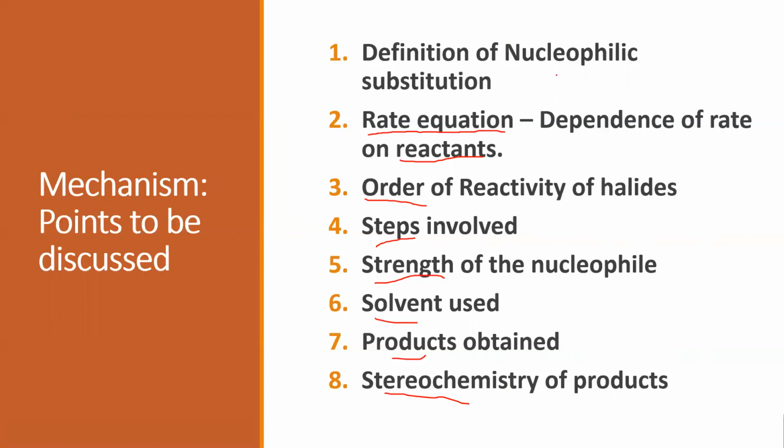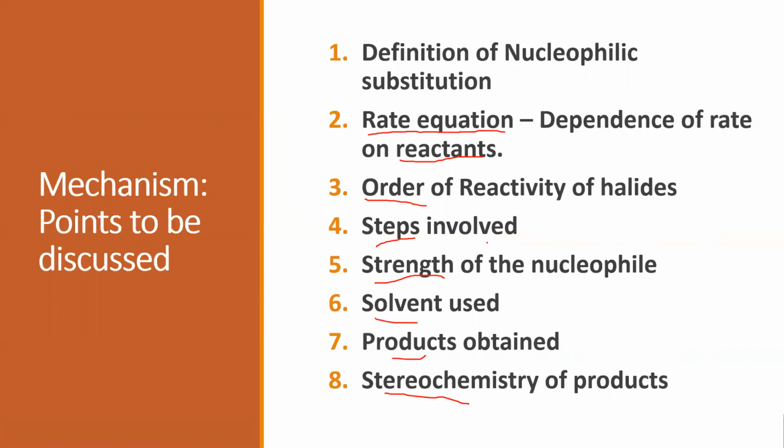Rate equation. Dependence of rate on the reactants. We look at what is the rate equation in both SN1 and SN2. We look at the order of reactivity of halides. Who reacts faster? Who reacts slowly? Who does not react at all? All that we will understand.